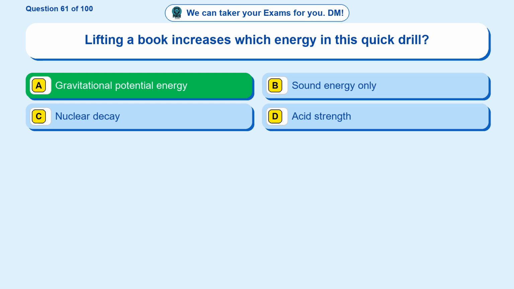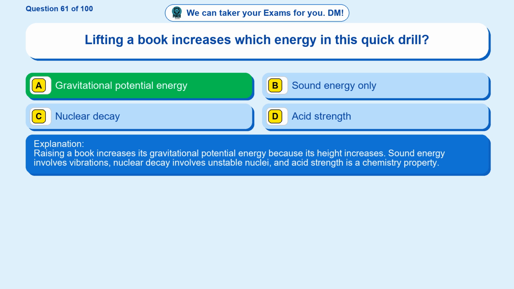The correct answer is option A, gravitational potential energy. Raising a book increases its gravitational potential energy because its height increases. Sound energy involves vibrations, nuclear decay involves unstable nuclei, and acid strength is a chemistry property.